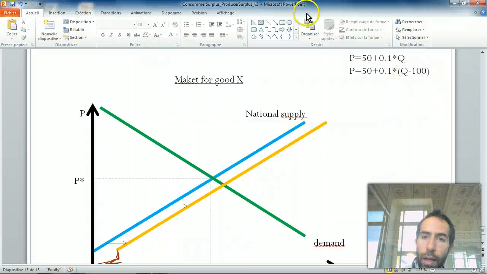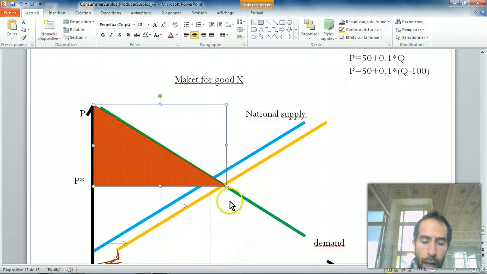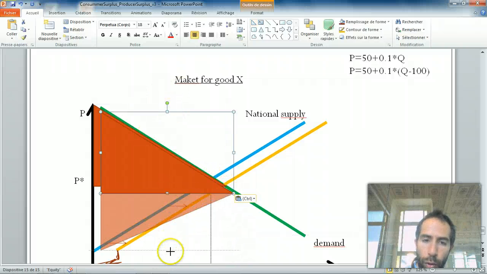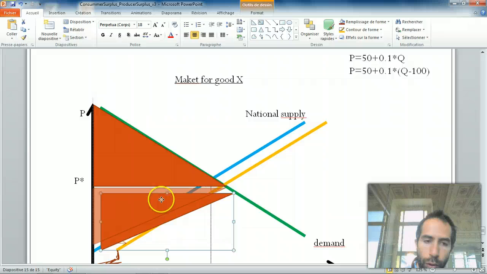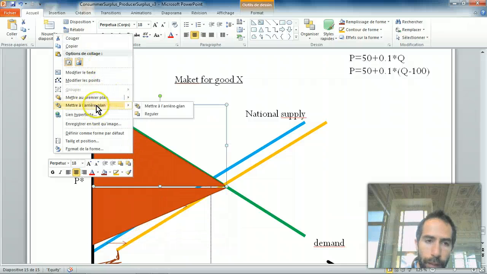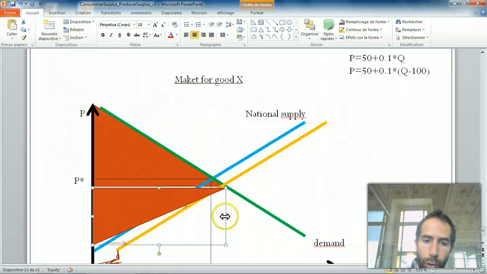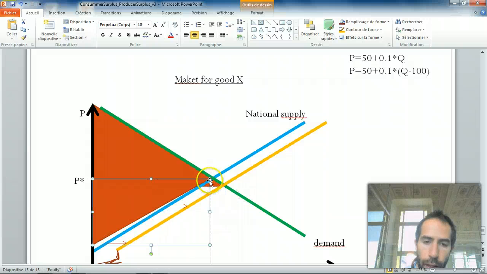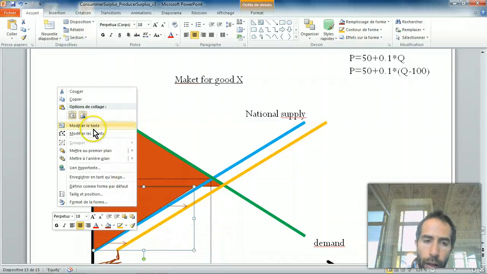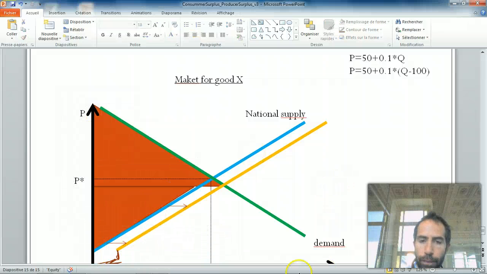Okay, so what is the surplus for the consumer? Well, before it was only this part, now it's this part, okay? And what is the surplus for the producers? Well, before the producers were getting all this, but now they cannot sell a large quantity because some are imported. So now they're getting this part right here. Okay, so this is kind of the new supply.